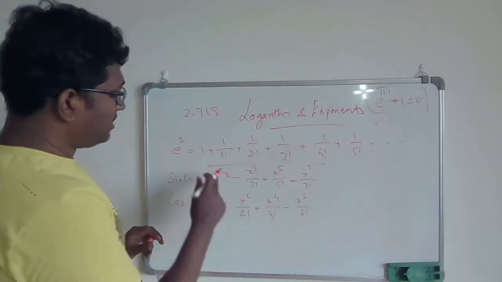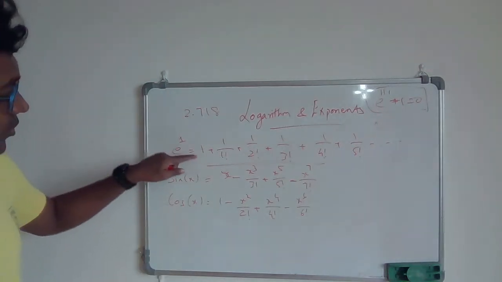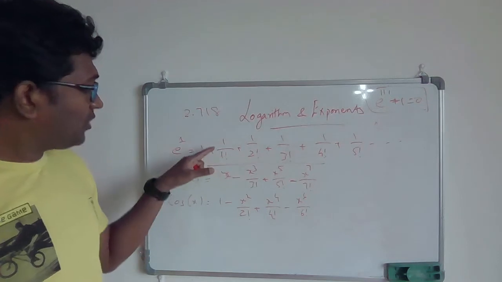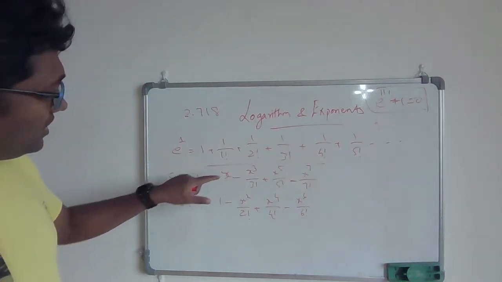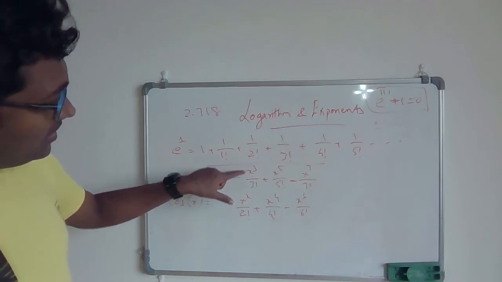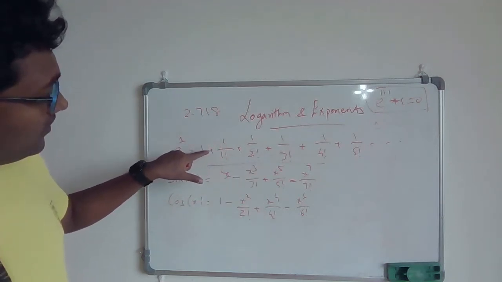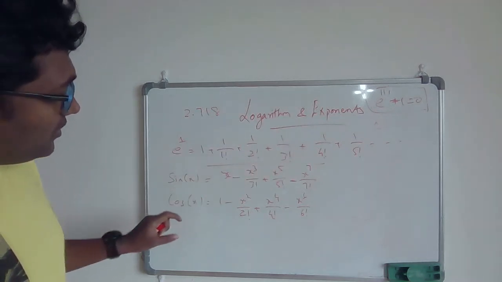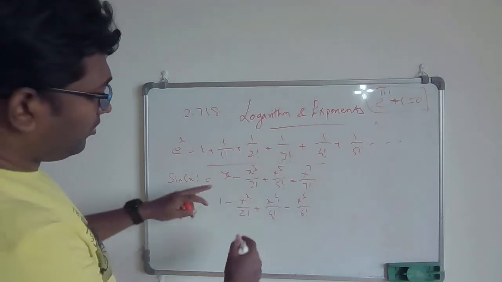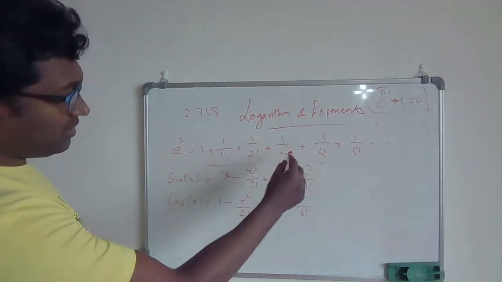If you see, there is some pattern in this. For e to the power of 1, it is 1 by 1 factorial, 1 by 2 factorial, 1 by 3 factorial and so on. Here it is x cubed by 3 factorial, x to the 5 by 5 factorial. Here everything is positive, whereas here the signs are changing between negative and positive. If you try to add these two, the sign might be a problem.